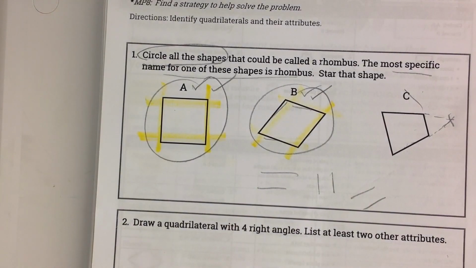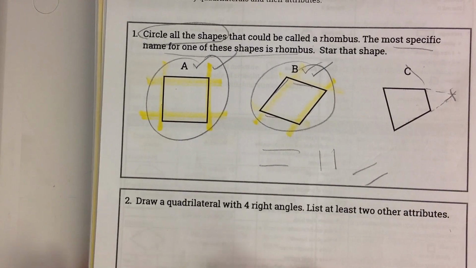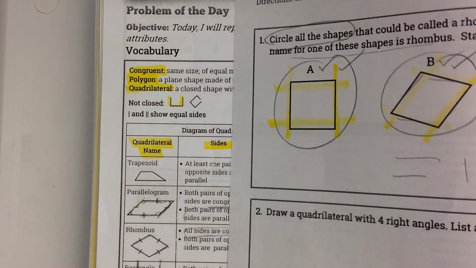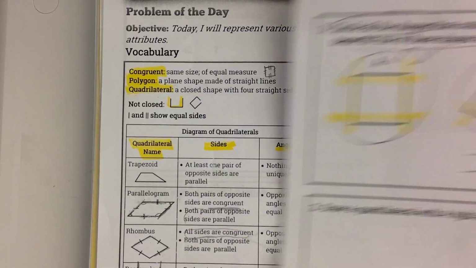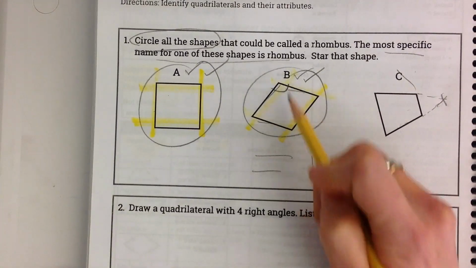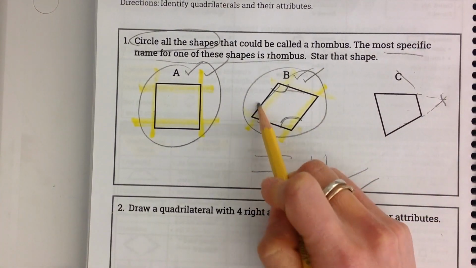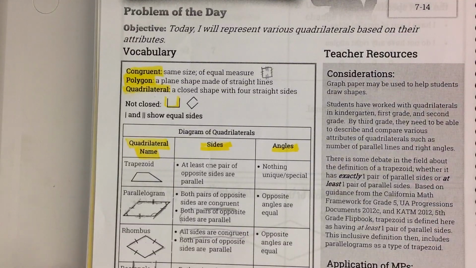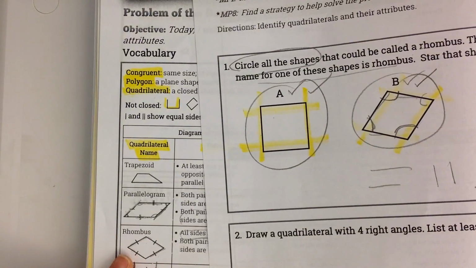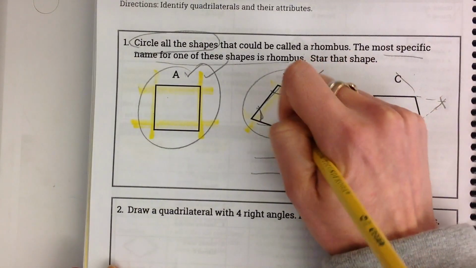And it wants us to star the shape that is the most specific name for a rhombus. So again, I'm going to look back at my resources that I have here. It says opposite angles are all equal as well. So this angle and this angle are equal. This angle and this angle are equal. I am looking at the photo, and I can see that these 2 match.